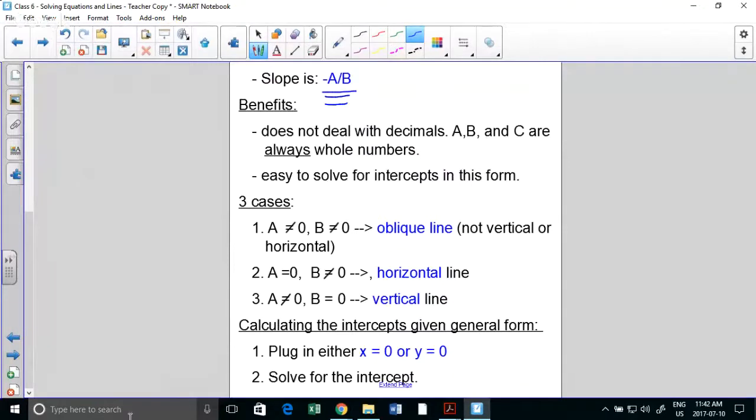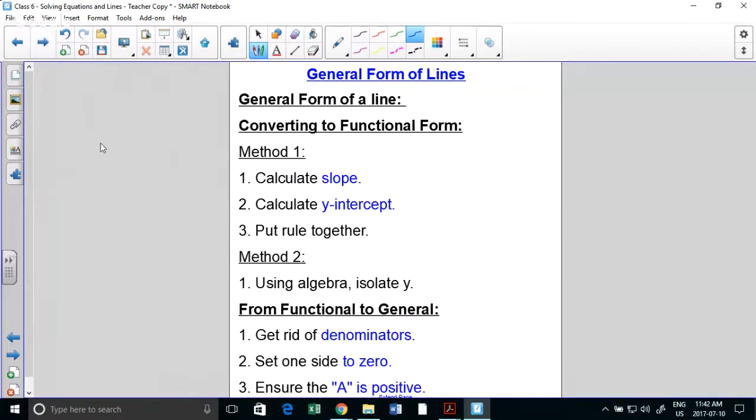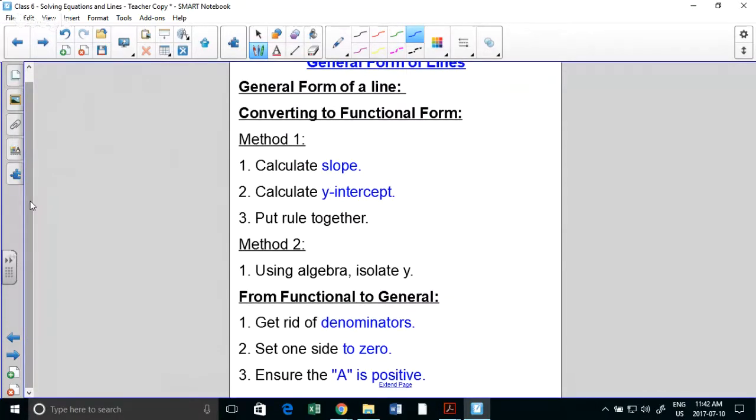To calculate the intercepts, you're going to set either x as 0 or y as 0 and solve, and we'll see why this is actually easier in general form than anything else. We're also going to convert, so I'll give you a minute to write this down, and then we're going to do examples of converting and solving for the intercepts.